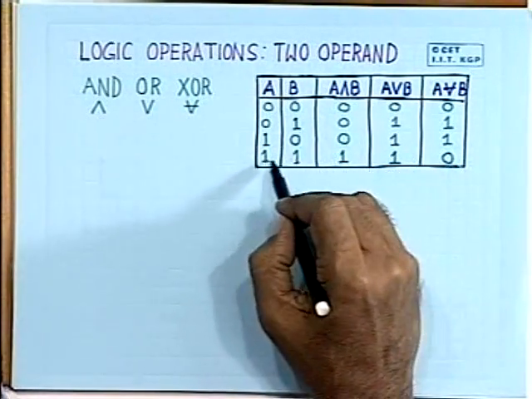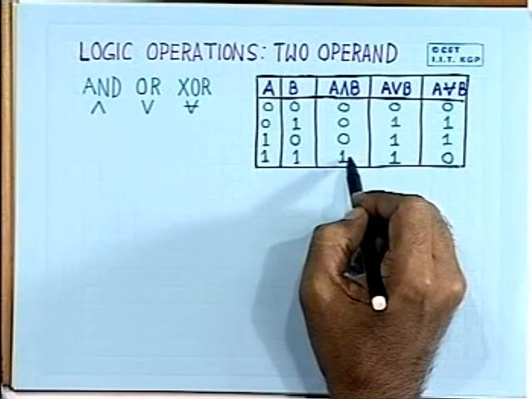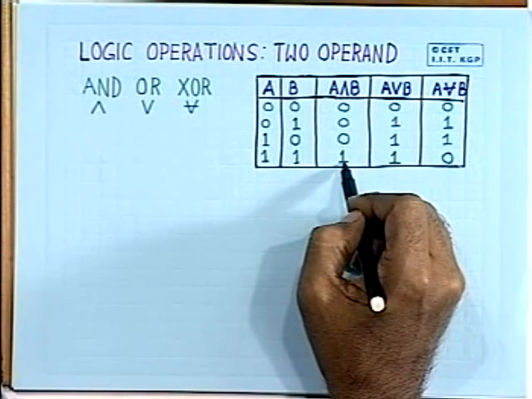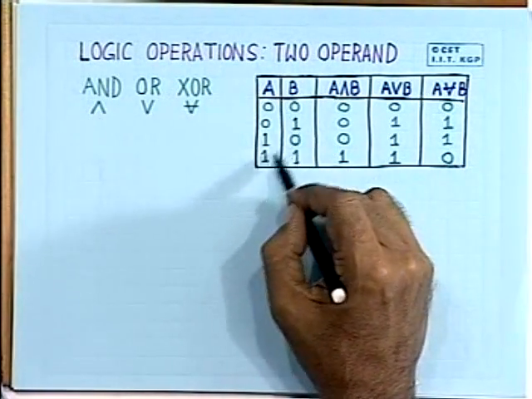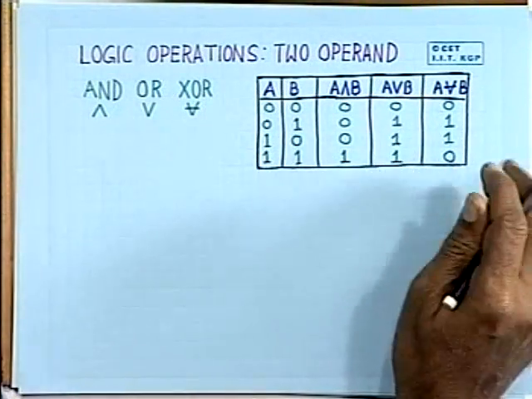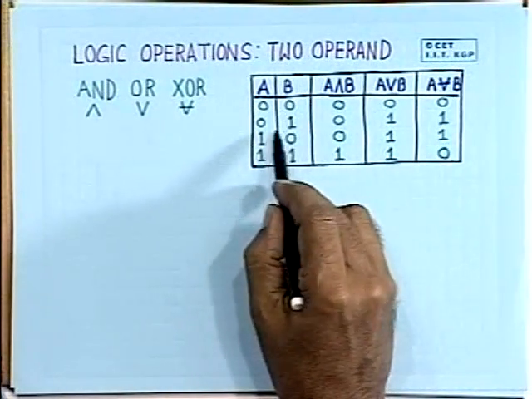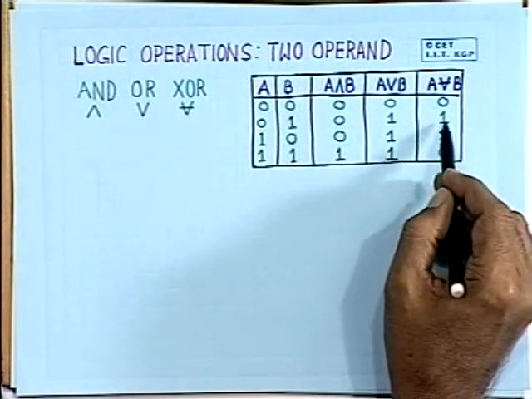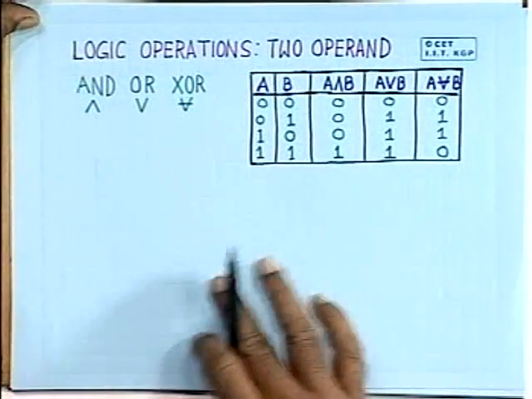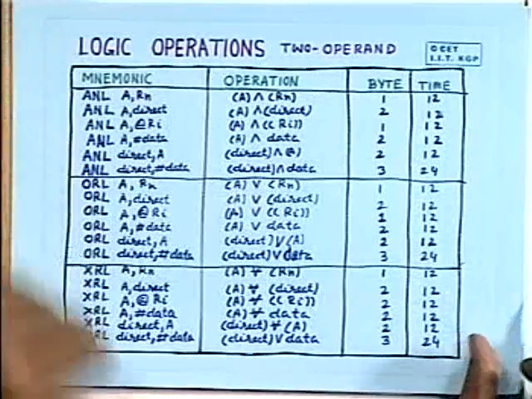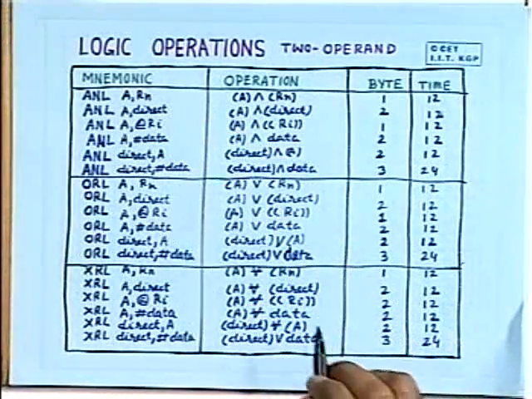That means you can remember it in this way. For AND operation, only when both the bits are 1, the output is 1. That particular bit after operation will become 1. For OR operation, whenever any one of the bits is 1, the output is 1. And in case of exclusive OR, whenever one is 0 and another is 1, only then the output is 1. So in this operation, bit by bit logic operation is performed on the byte data, and the corresponding instructions are shown here in this particular table, which is summarized.